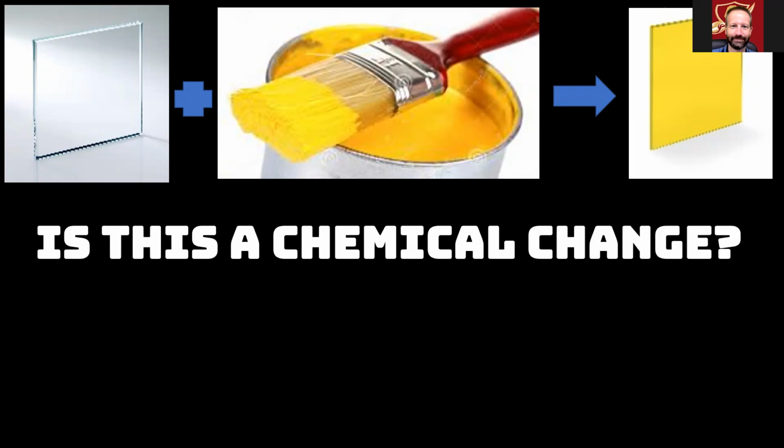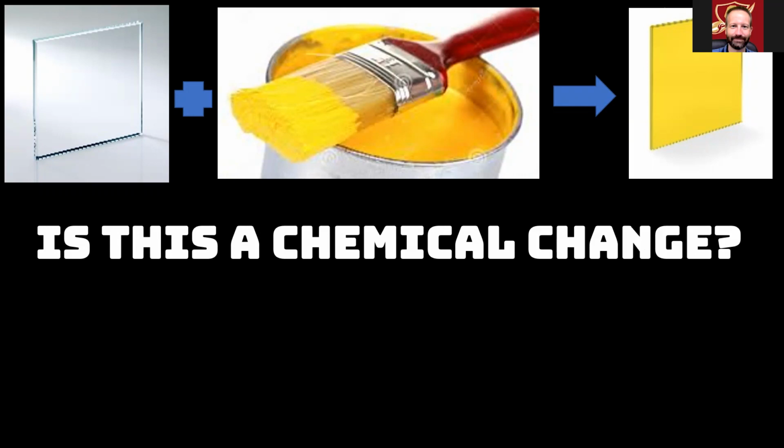So if I were then to take a razor blade and start scraping the paint off the glass, what kind of change would that be? Still physical, because now I'm just separating them. The glass is still glass, the paint is still paint. I'm just separating. So this is not a chemical change because we're just putting the glass and the paint closer. That's all we're doing. We're not changing the bonding.